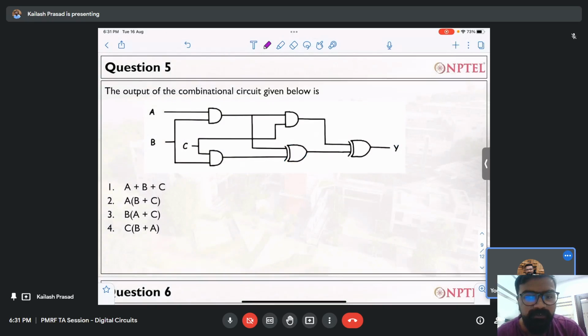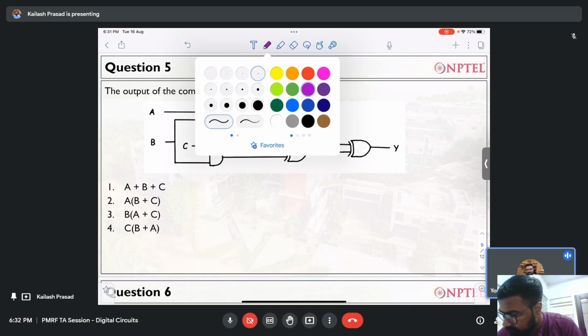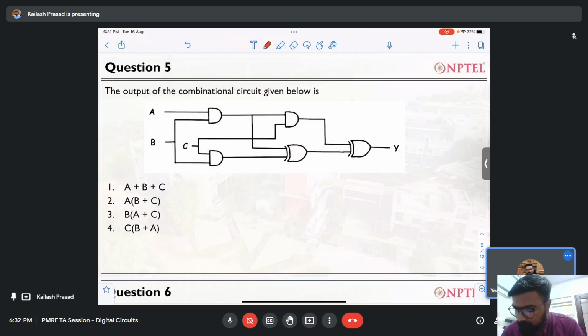This one, right? Now anybody wants to answer? What will be the output of this combinational circuit? So you do along with me, okay? And if you get to the answer, please respond in the chat. I will also try to solve.